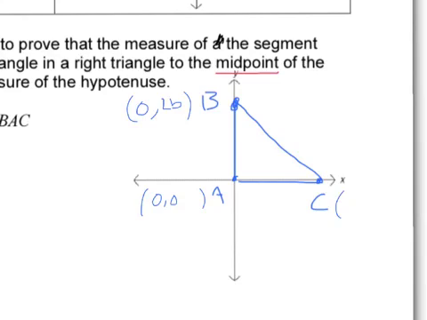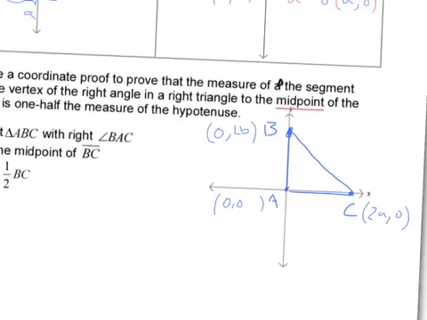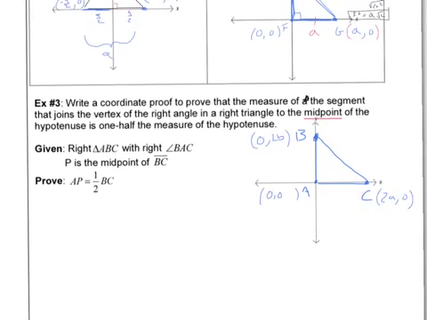And let's label C. We can't give it the same distance. We said this is 2B units up, but this has to be different because it's not a right isosceles. So we're going to call it 2A. We're going to say we went over 2A units, and we didn't go up or down at all, so that's just 0. All right, now we have a right triangle labeled.